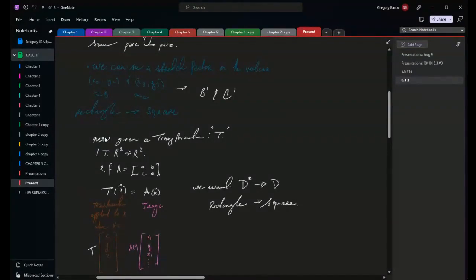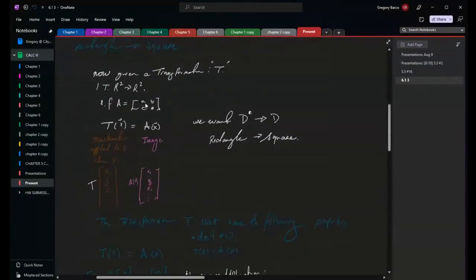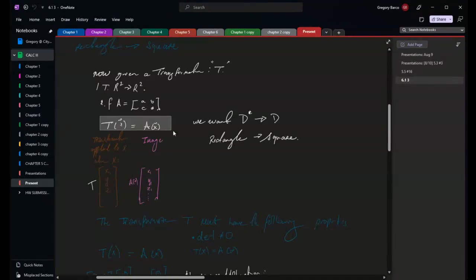For our transformation T, it will map from R2 to R2, as we can see in this picture. And our transformation applied to a vector X would be the same thing as a matrix A applied to the same vector X. A should be a 2x2 matrix with components a, b, c, d. And we want to map D star to D, the parallelogram to the square. So this is what it would look like if we were to expand this equation.